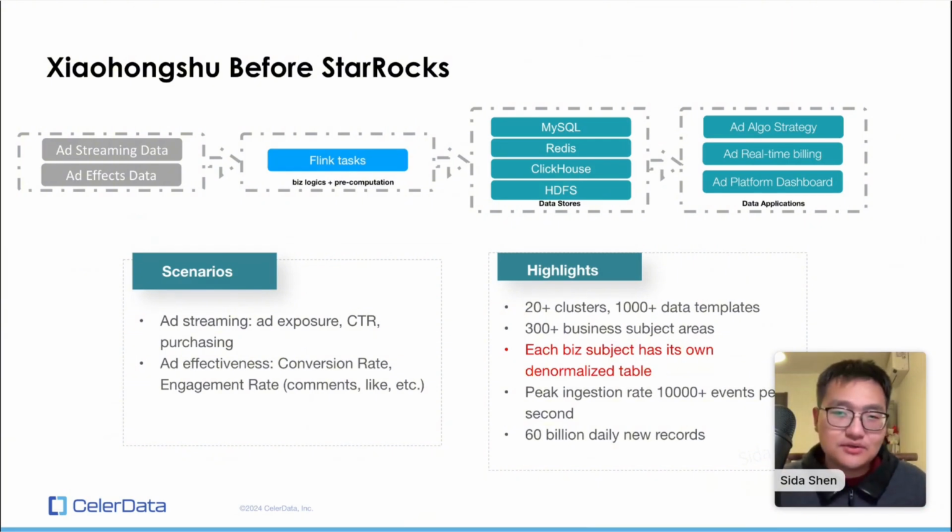And some highlights of the architecture at that time with ClickHouse, right? They had 20-plus clusters and 1,000-plus data templates, right? And they also had 300-plus business subject areas that this whole thing covers, and each business subject has its own denormalized table, right? And the peak ingestion rate was around 10,000 per second, and that accumulates to around 60 billion daily new records. And this was the number in 2020, when they were still running on ClickHouse, right?